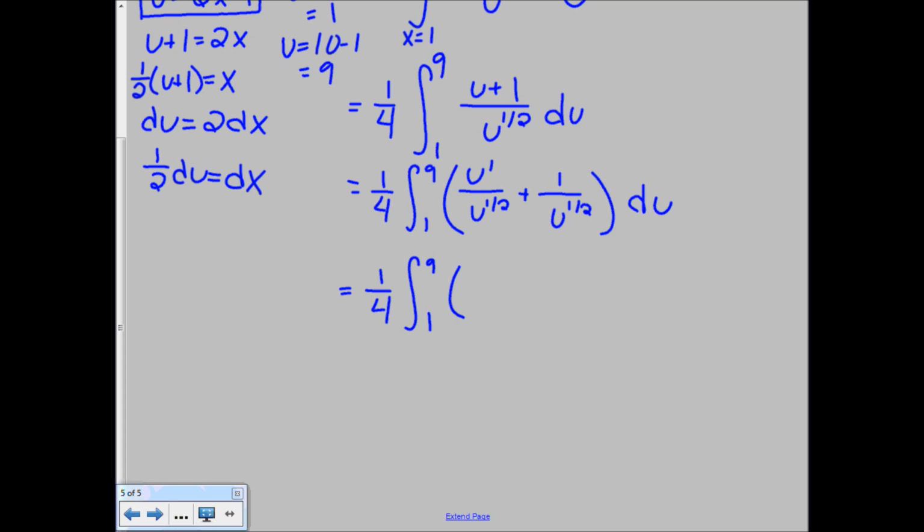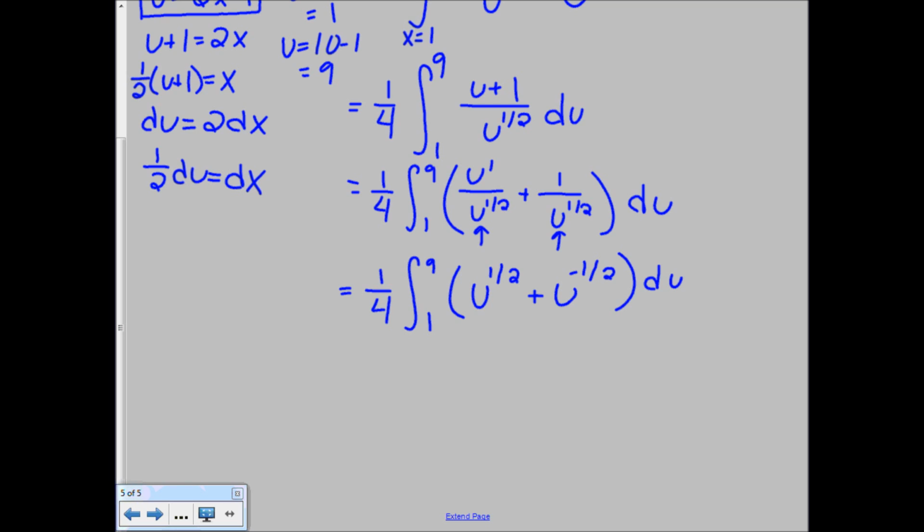So to simplify this first one here, u to the first over u to the 1/2, to make that just u, we just do the subtraction between the exponents. So 1 minus 1/2 is going to give us 1/2. And then for this one over here, all we want to do is bring that u up to the numerator, and we're going to do that with a negative exponent. So this is just going to be u to the negative 1/2 du.